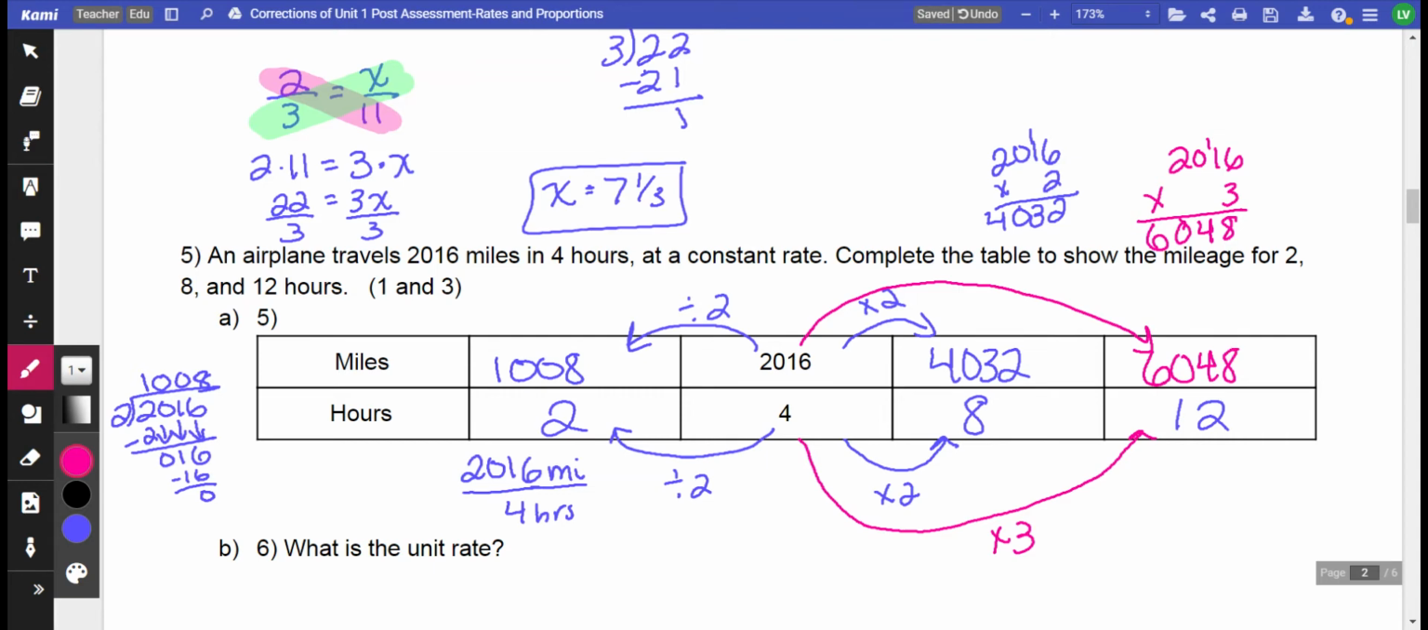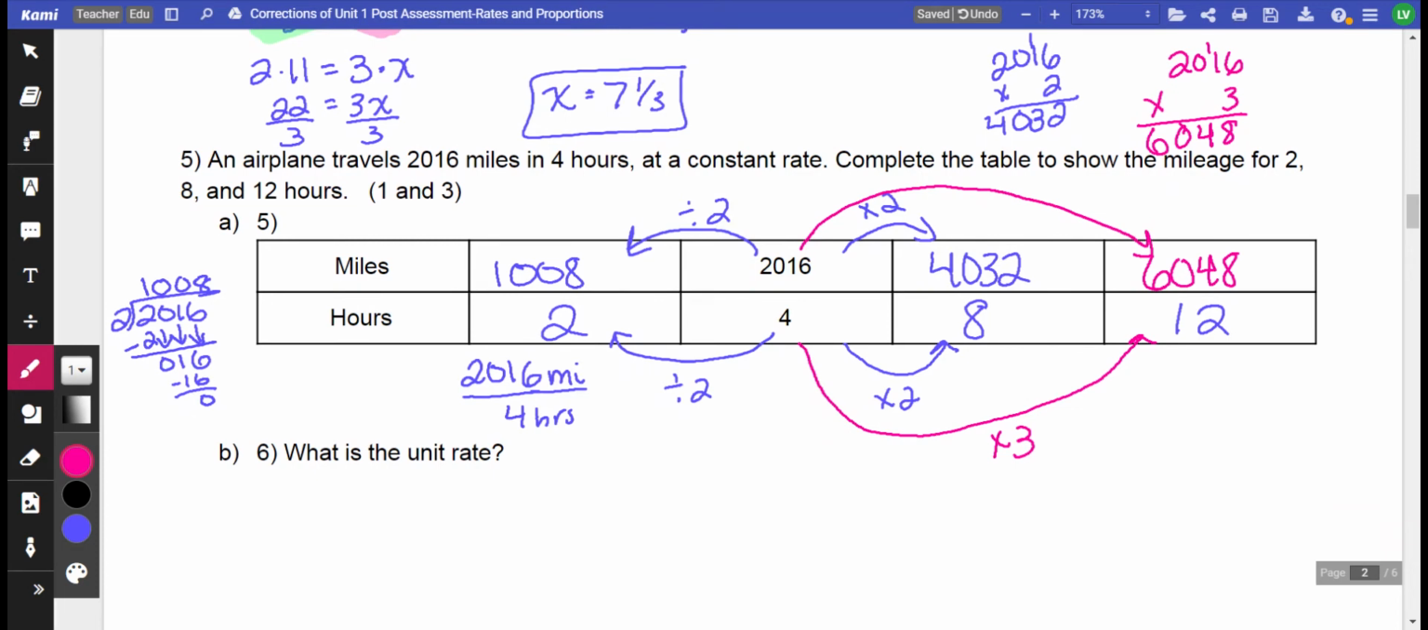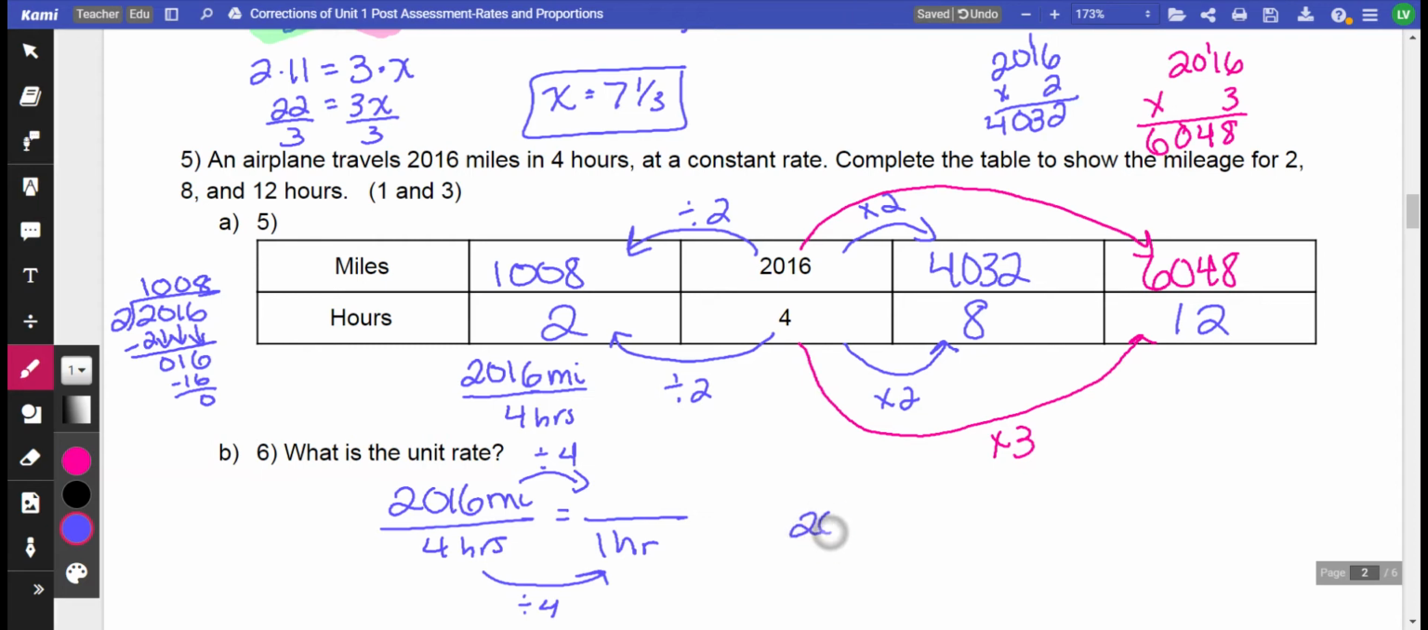So going on to number 6, what is the unit rate? Well, if I had 2016 miles per 4 hours, I want to know how many miles in 1 hour. So I divide the denominator by 4. I divide the numerator by 4. 2016 divided by 4. I'm going to show that work again to the side. Yes, you could be using a calculator. That is fine. I do like to show my work when I can.